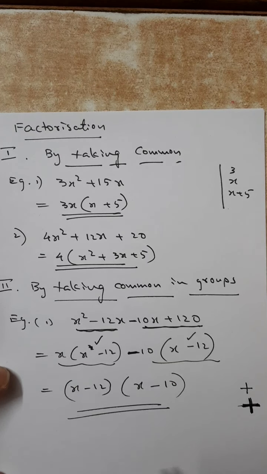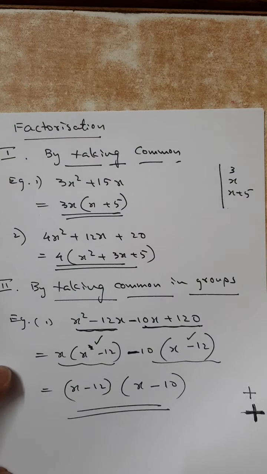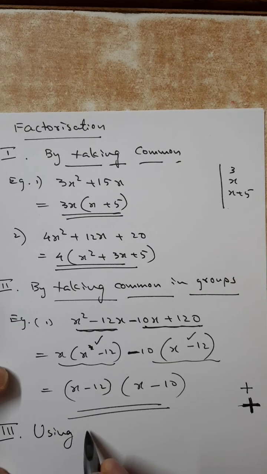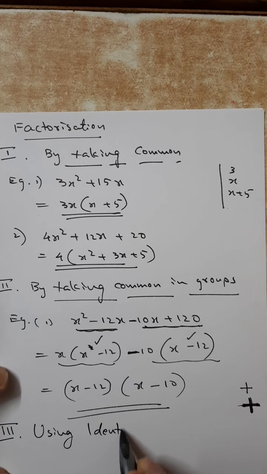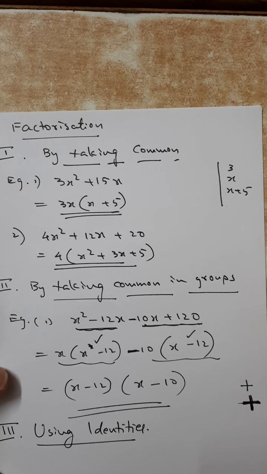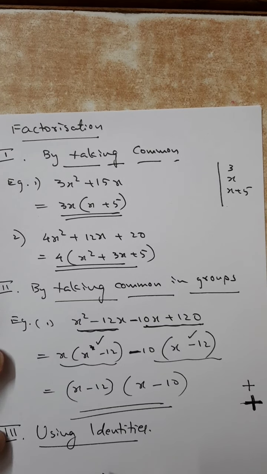We studied this in a lower class. Now we will study it again in detail under splitting the middle term. There also this procedure will come. Now third, what is third? Third is using identities. By using identities, in class 8 we studied many identities. 3 identities we studied in class 8. This year we will study more identities. We will do that after explaining the next topic, splitting the middle term. Before starting splitting the middle term, I thought of revising this in the proper order. That's why I said this in between.